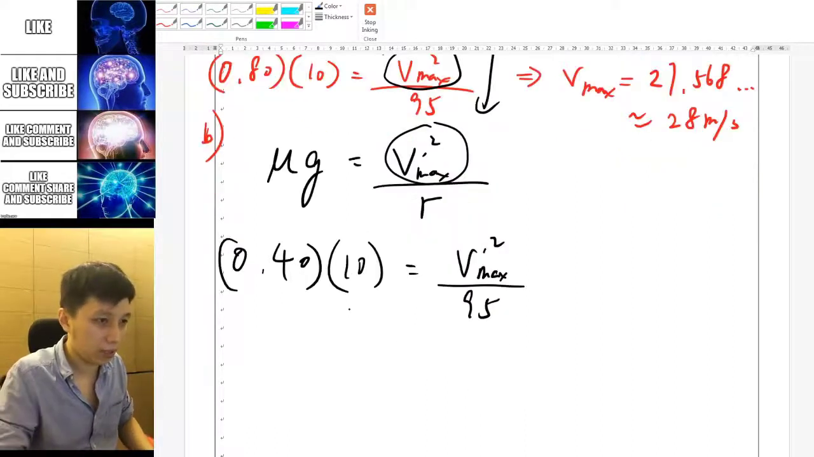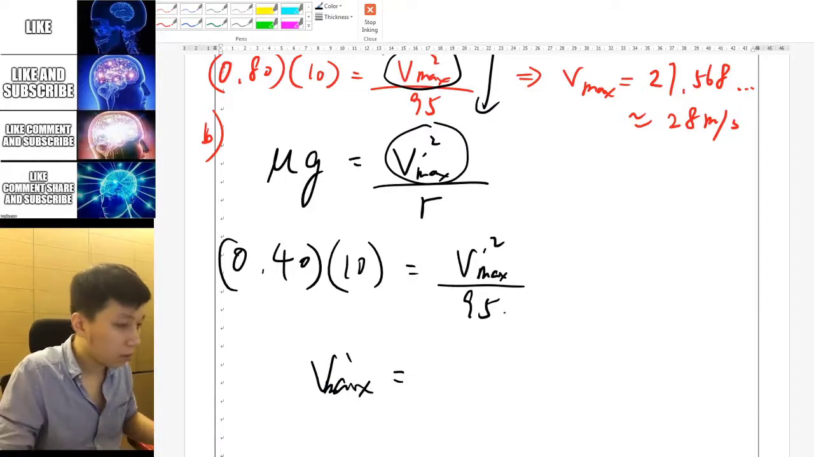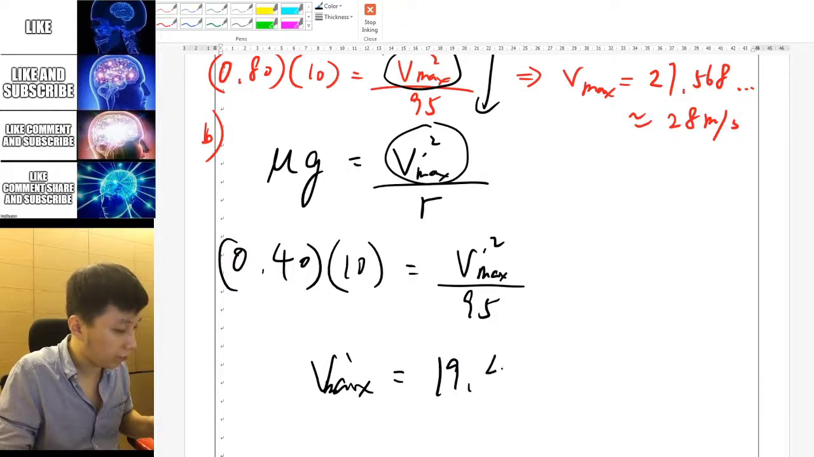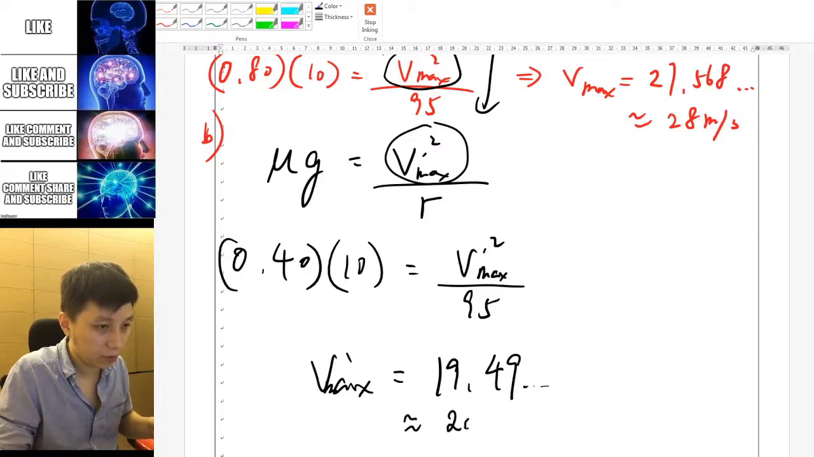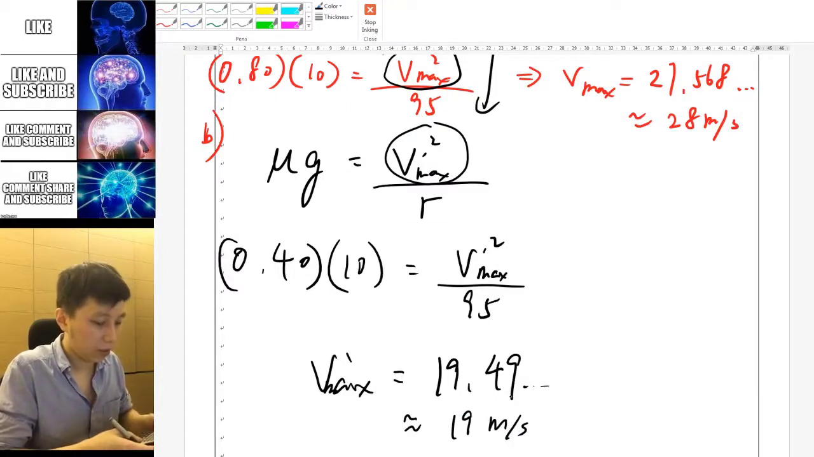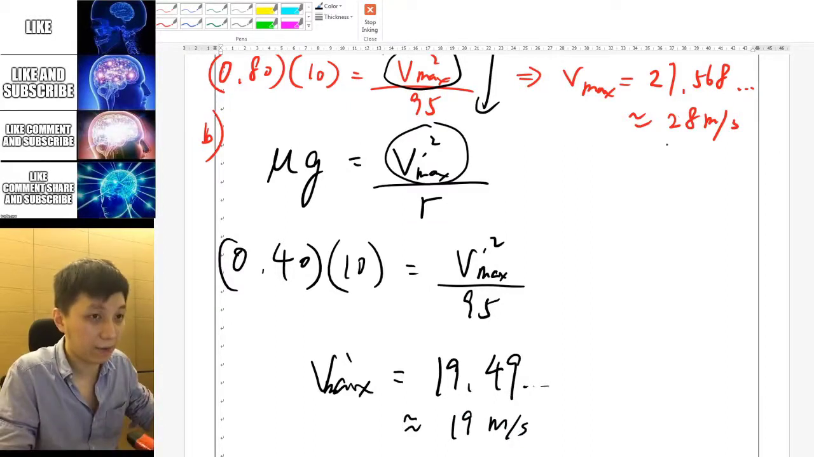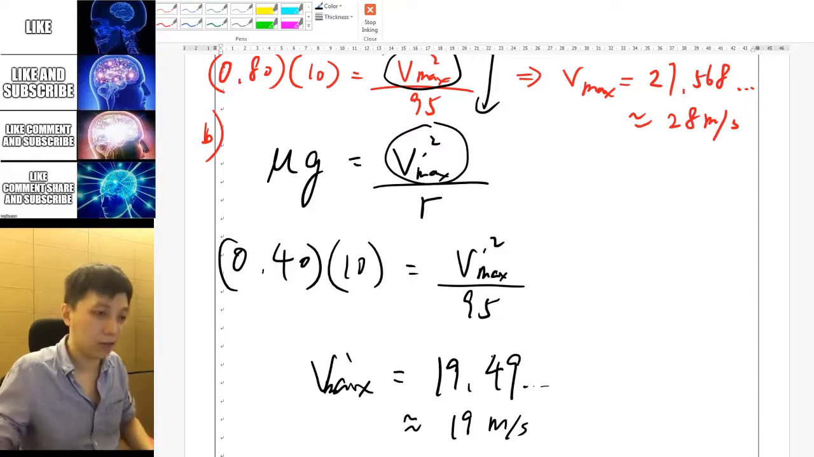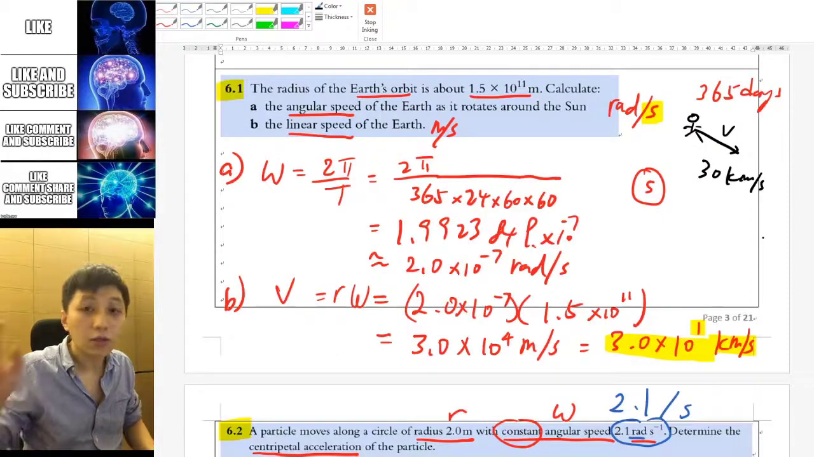Once again, if you use your calculator, then you find the new Vmax to be 19.49 something. So let's round it to 19 meters per second. So you can see it's not exactly half, because half is like 14. So now you got 19. So here we have it.